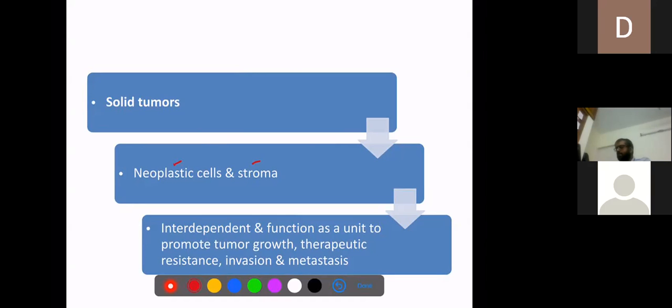So neoplastic cells and stroma are both interdependent, and they communicate with each other by means of growth factors, by means of inhibitors, and they decide what to do to further plan for the growth of the tumor. Okay, tumor cells are very intelligent, like they talk with all these stuff, and they have good communication capabilities, so that they will try to catch hold of a good environment which is suitable for their growth. Fine.